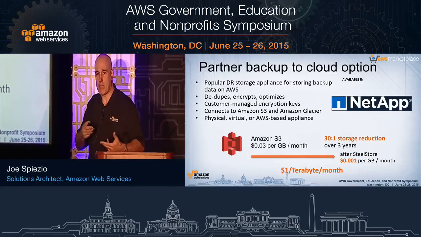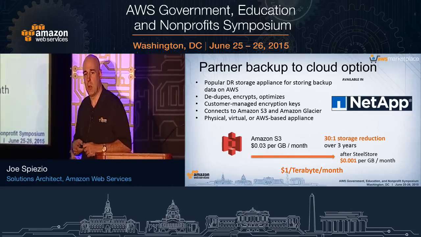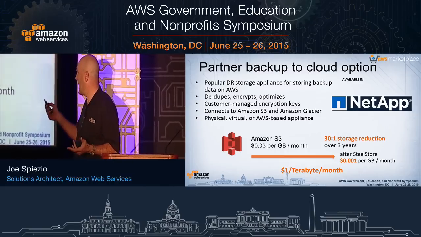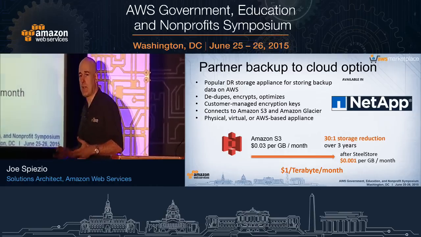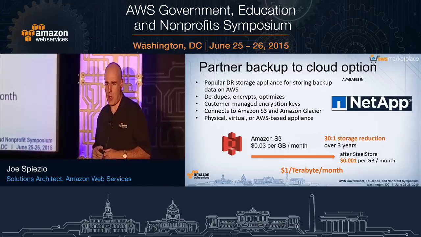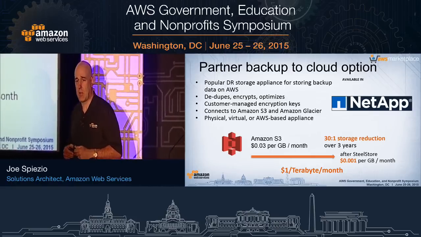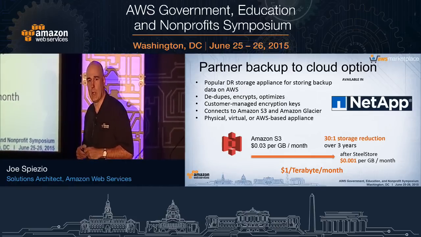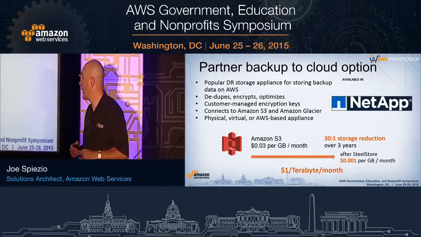But when you use a partner product, frequently they can add value to what we do natively in AWS. So for instance, they can add compression, they can add encryption, they can do deduplication, they can really drive down the cost of that storage over time. So I encourage you to look at those solutions as well when you're considering how to do this.